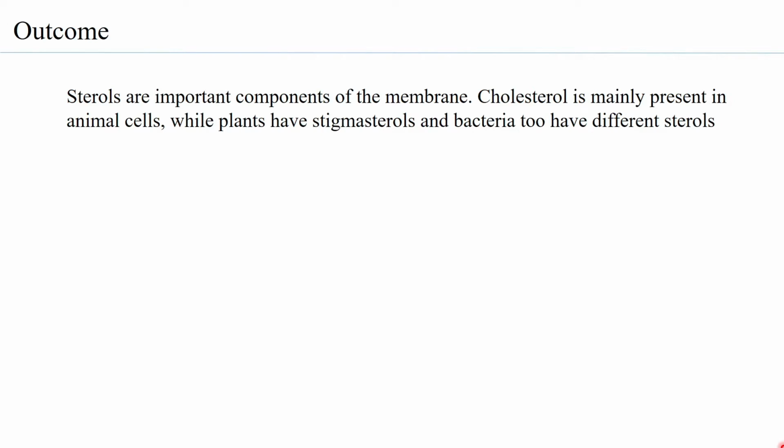Sterols are important components of the membrane. Cholesterol is mainly present in the animal cells. You will not find it in plant cells and bacteria, but you will find other sterols present in plants. Say, for example, stigmasterol is present in plants, and bacteria have hopanoids that are much different from cholesterol in animal cells, but they are sterols that contribute to the function of the membranes, whether it is bacteria, plants, or animal cells.